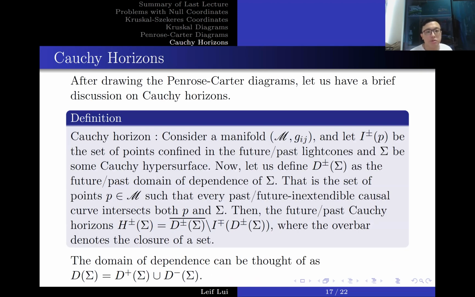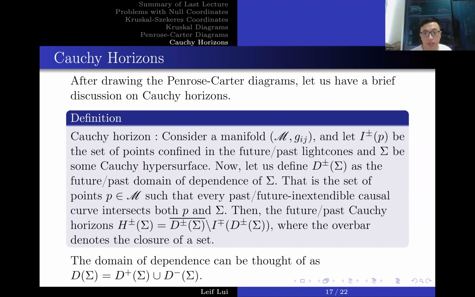So after drawing Penrose-Carter diagrams, let us have a brief discussion on Cauchy horizons. So let me define what a Cauchy horizon is. For a manifold described by M, let I plus or minus be the set of points confined within the future and past light cone, and let sigma be some Cauchy hypersurface. I probably have not defined a Cauchy hypersurface before, but essentially a Cauchy hypersurface is a hypersurface that is achronal. So what does that mean?